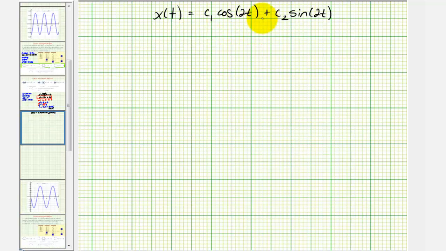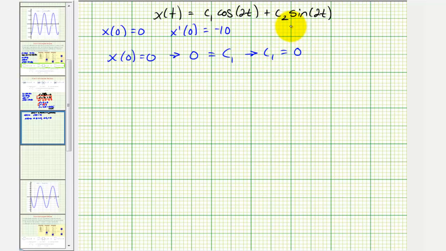Now we need to find the values of c sub 1 and c sub 2 from the fact that we know x of 0 equals 0 and that x prime of 0 is equal to negative 10. So using this first initial condition, x of t would be 0 when t is 0. If t is 0, this would be cosine 0 or 1, so we have c sub 1. And then here we have sine of 0, which is 0. So this product here would be 0, leaving us with c sub 1 equals 0.